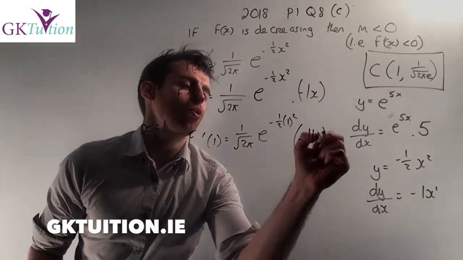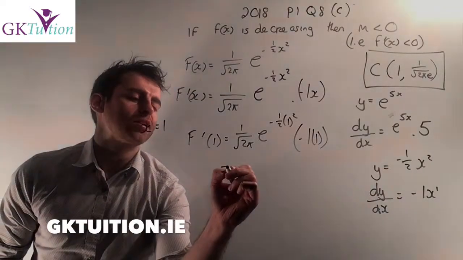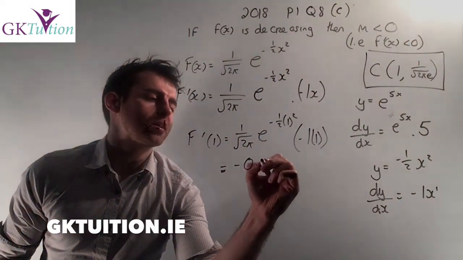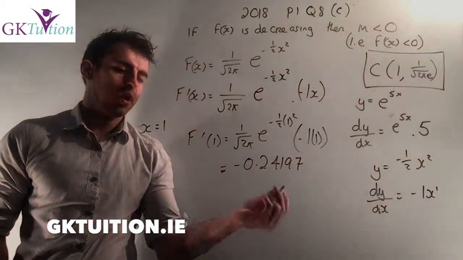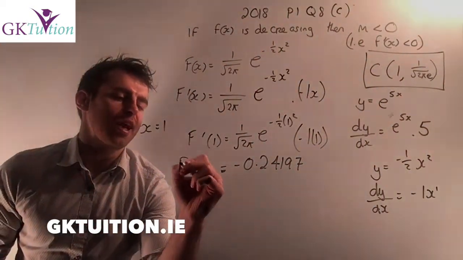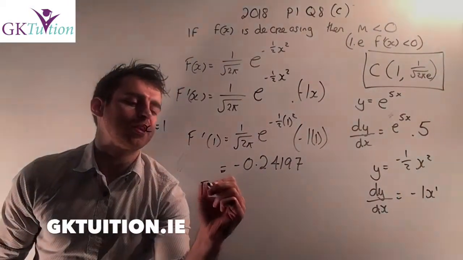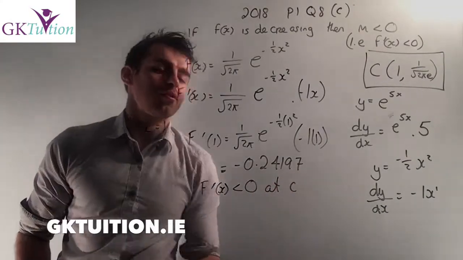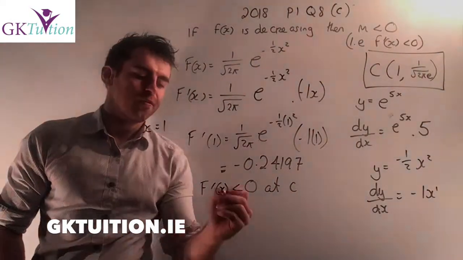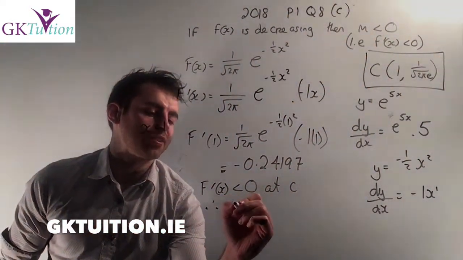And if you sub in 1 in this case, you can then just plug it all into your calculator. That'll just be 1 times 1. And if you plug all that into your calculator, it works out as minus 0.24197. So therefore, you could conclude by just saying that f dash x is less than 0 at C. In other words, the slope is negative at C, therefore it's decreasing.